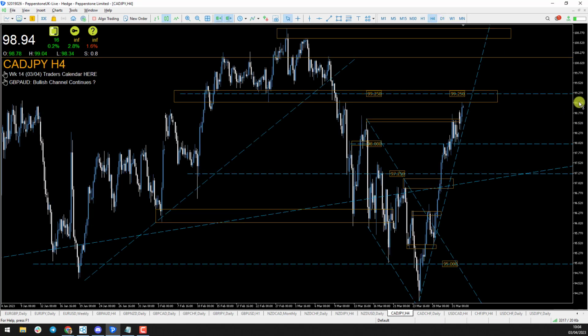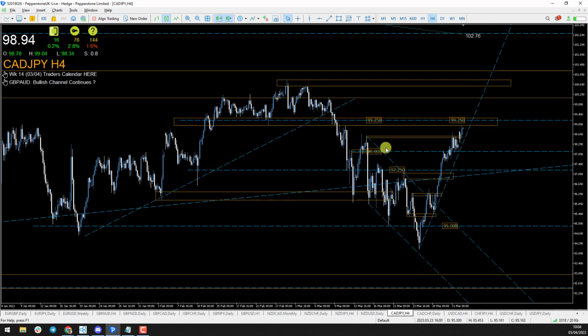However, if I just zoom out a little bit here, you can see that I've got the 99.25 handle mapped in here at the moment, and that is a big level of resistance. You can see that we had held it as support for quite some time before price traded through it. So got to be a little bit careful with CAD Yen longs at the moment, because we are coming into that 99.25. However, I think if we pull back into the 98.50 handle, that could be where we look.